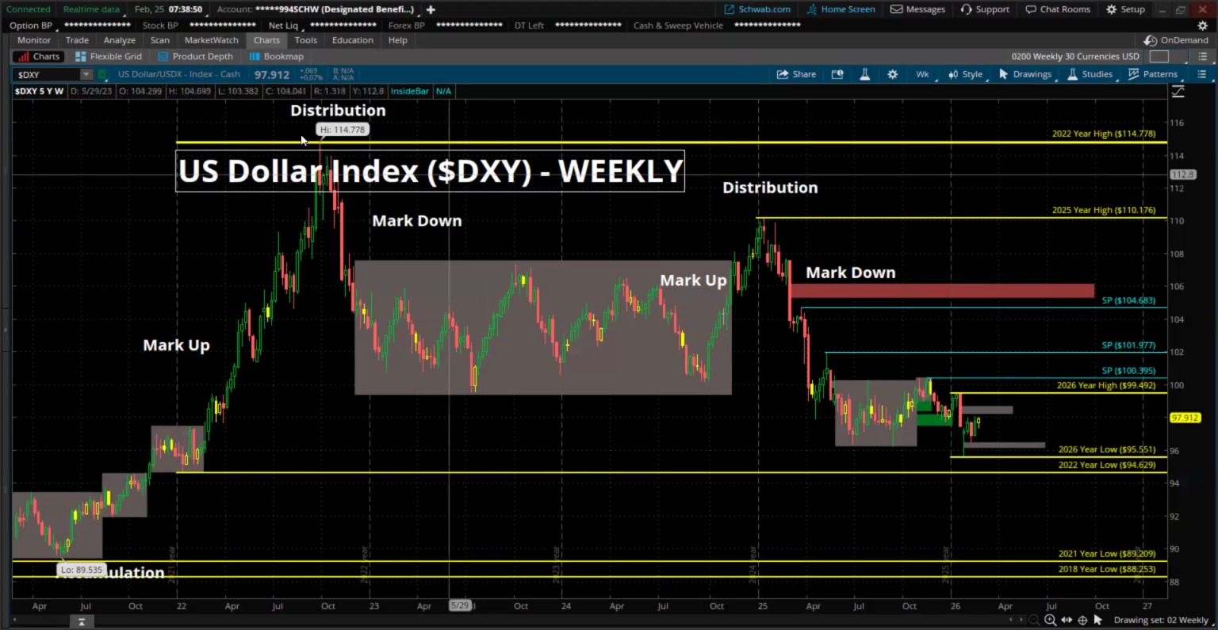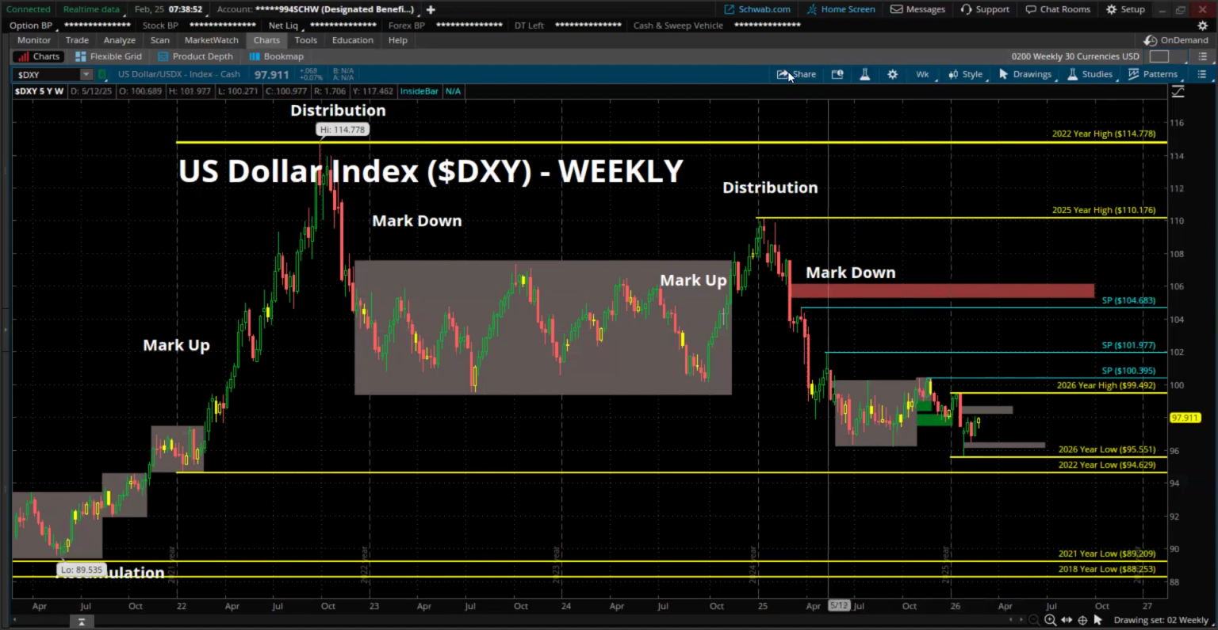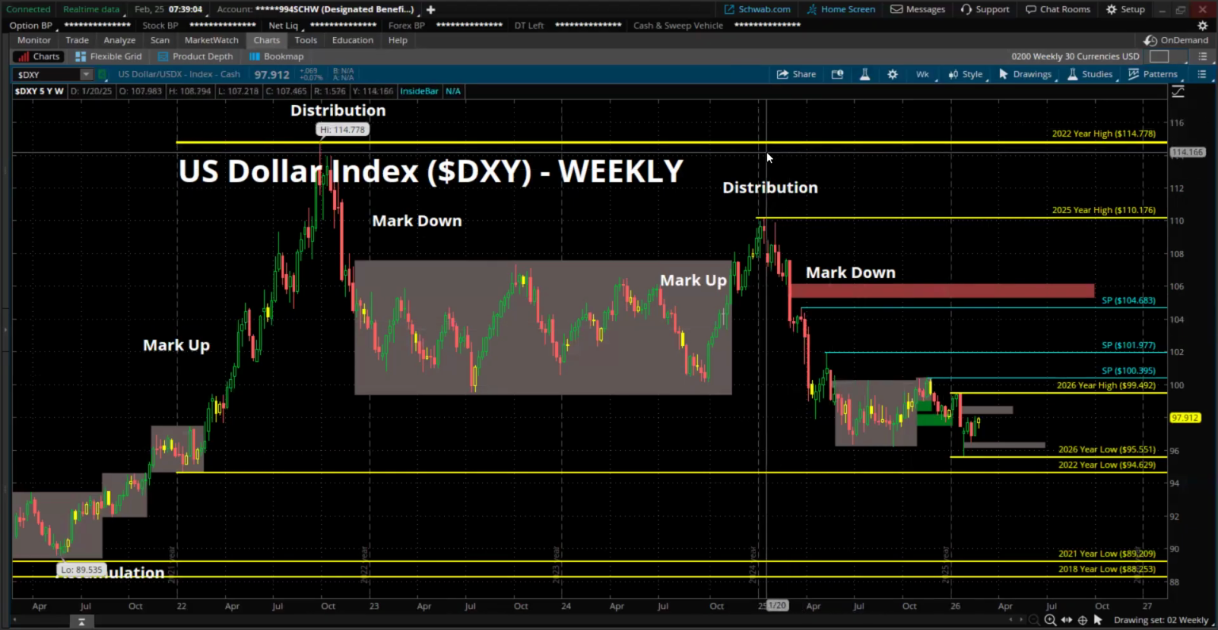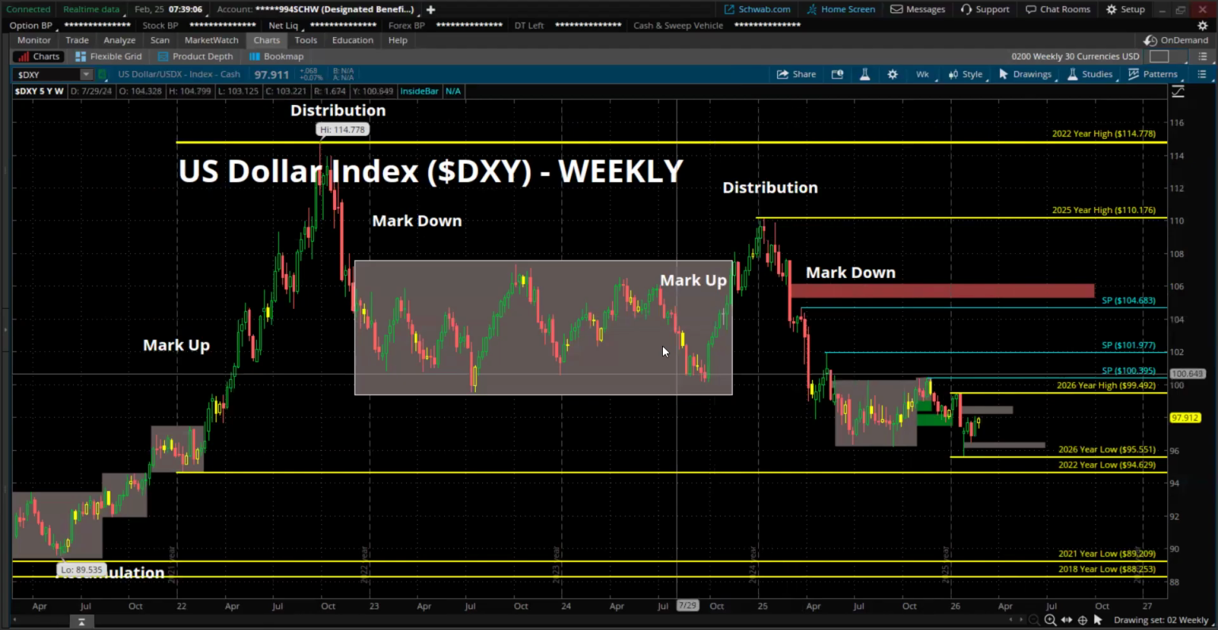So again, this index just represents a handful of currencies against the US dollar. I'm going to also show you currencies that are not part of the index. Not this index, at least. But this was, again, the weekly.